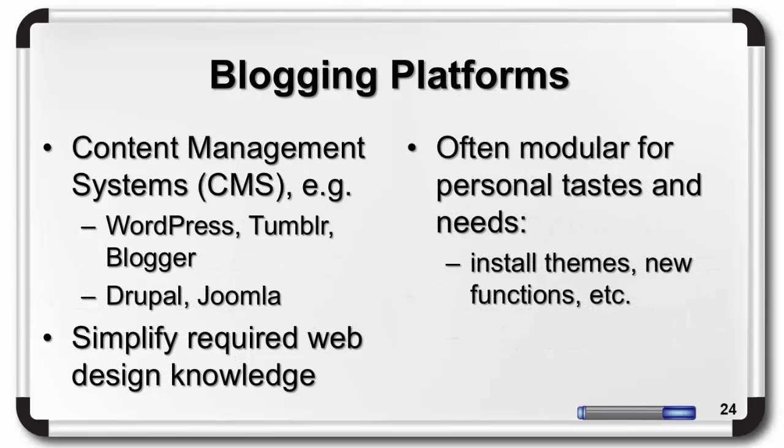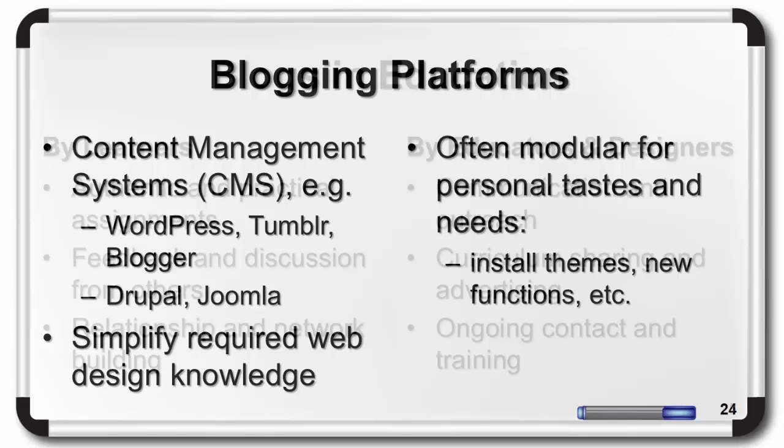There are a number of blogging platforms that can be installed on servers. These platforms are also referred to as content management systems, each of which are built for specific uses. For example, WordPress, Tumblr, and Blogger are platforms built specifically for bloggers, while other CMSs like Drupal and Joomla are much more extendable for different types of websites.